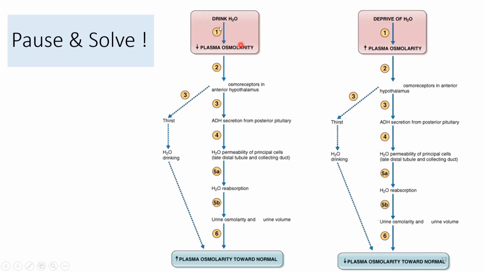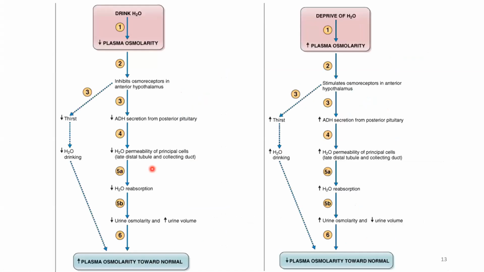This is a flow chart which is basically of decreased plasma osmolarity. So you had too much water to drink. This is the overhydration scenario. This is the dehydration scenario. If you could just pause and solve it. By solving, I mean just supply increase or decrease arrows for this section of the flowchart and this section of the flowchart. You may pause it, solve it, and then move on. Now moving on, this is the key. If you just see, you should be able to do it very easily.